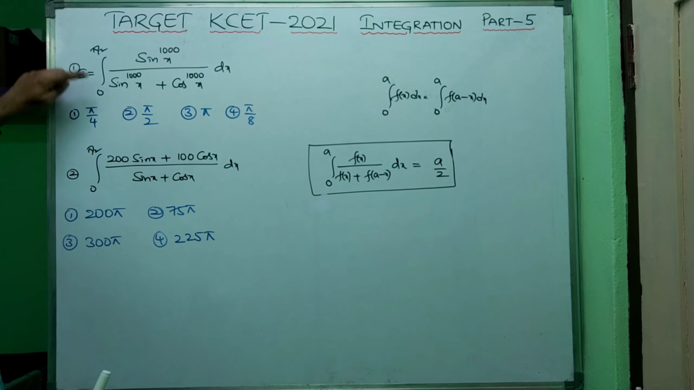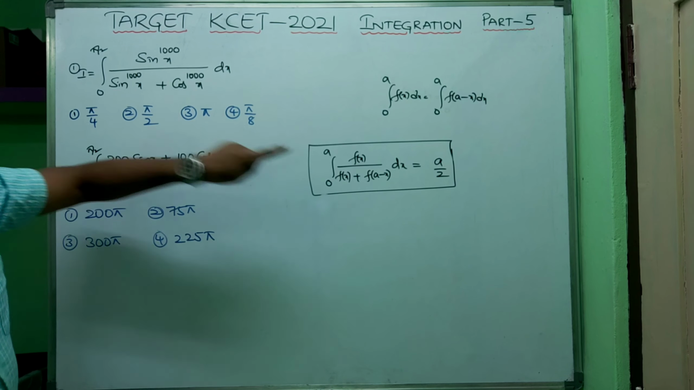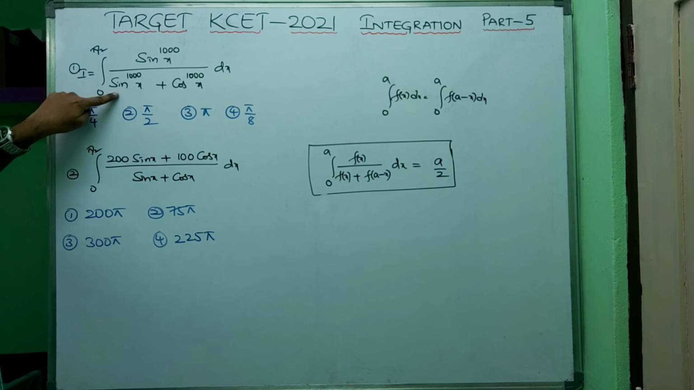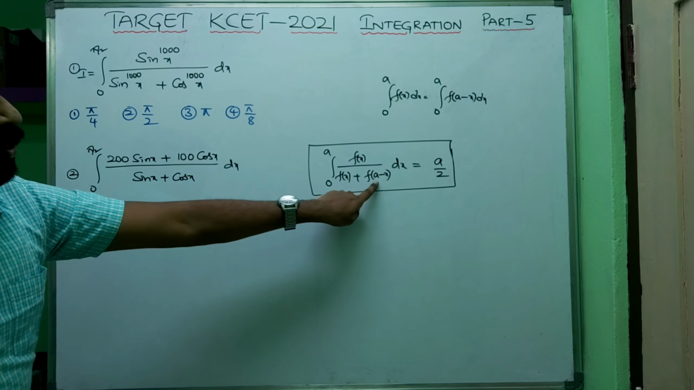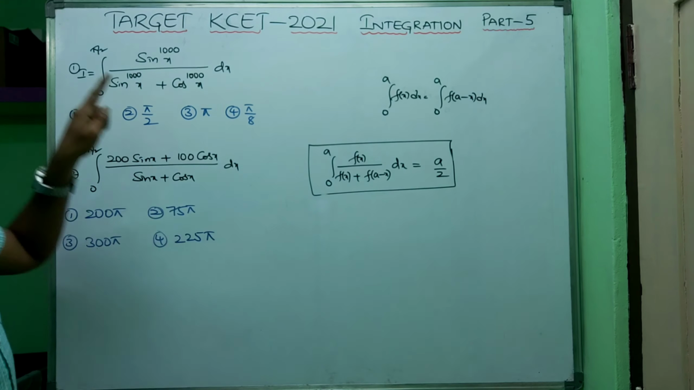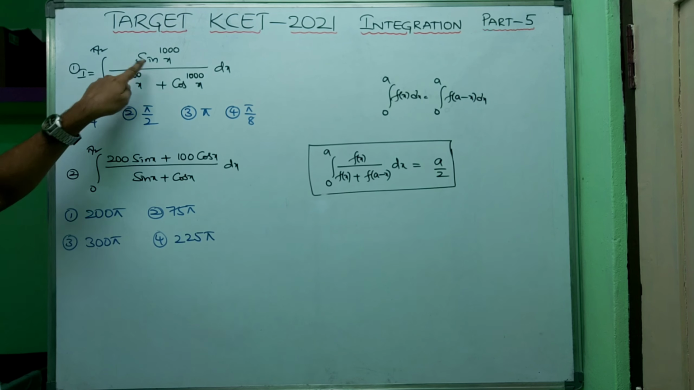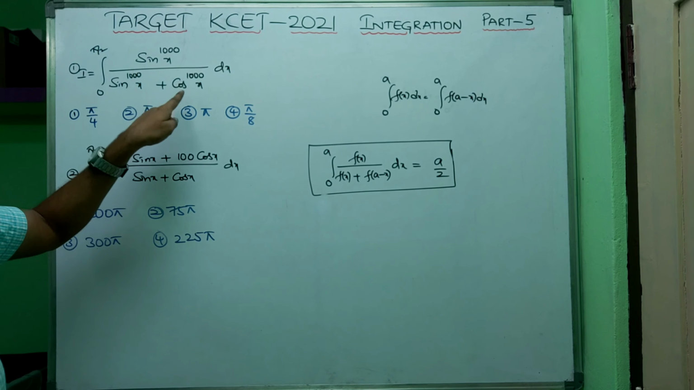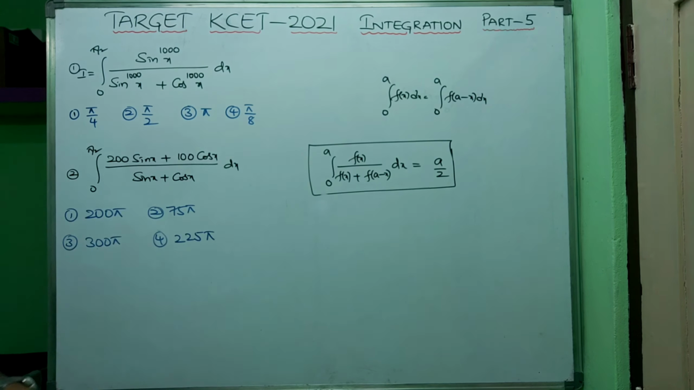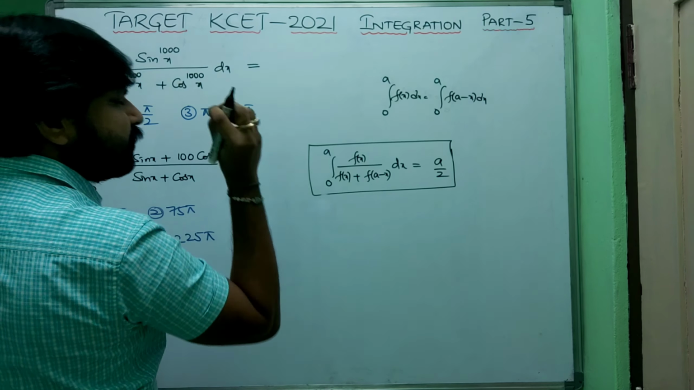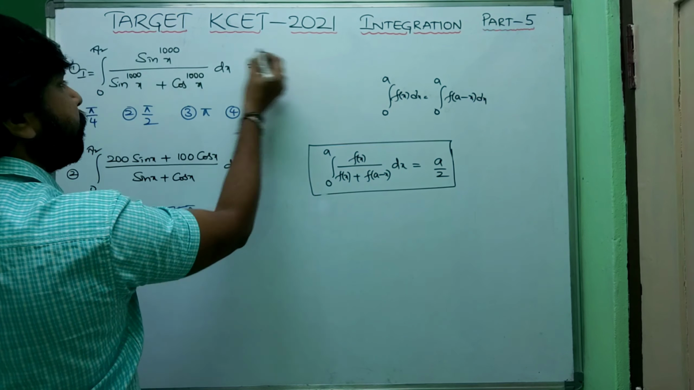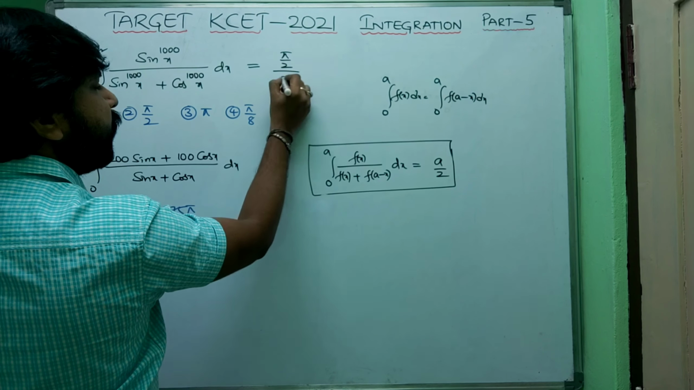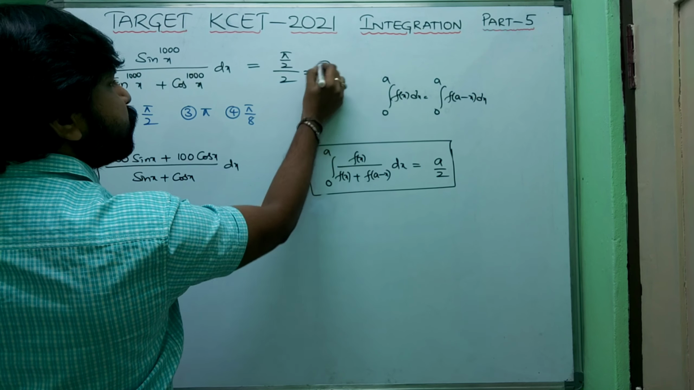So integral 0 to a f of x is required. So sine power 1000, sine power 1000 plus, instead of x, if you substitute upper limit minus x, that is sine of pi by 2 minus x, that is the cos combination. Whenever it is of this formation, you can just write a by 2. What is the upper limit? It is pi by 2, and hence pi by 4 is your answer.